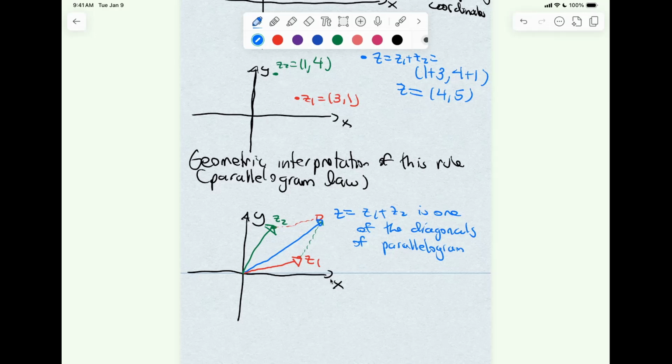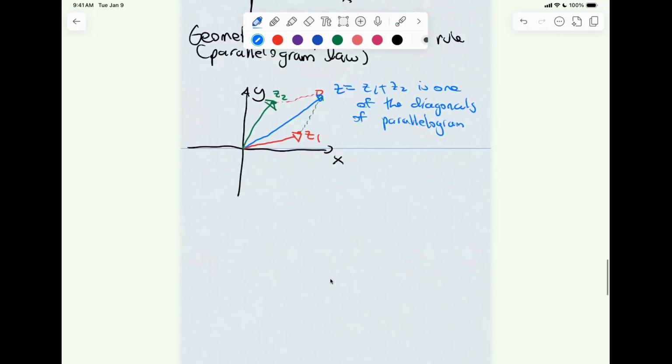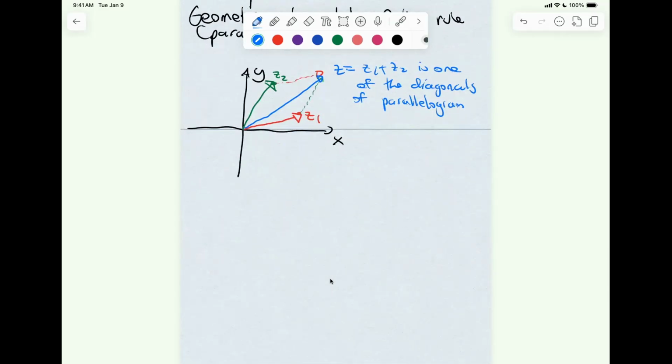Okay, since we don't have that much time left, I'll write the formula for multiplication. I'll work on it next time. The multiplication formula is actually easier to express in terms of polar coordinates, and that's why it also works well with polar. So the multiplication formula is very cool.